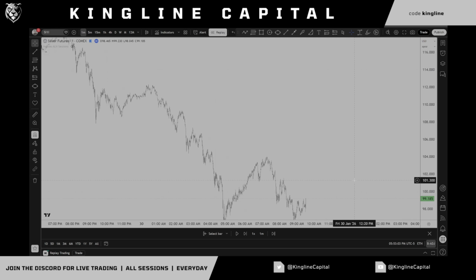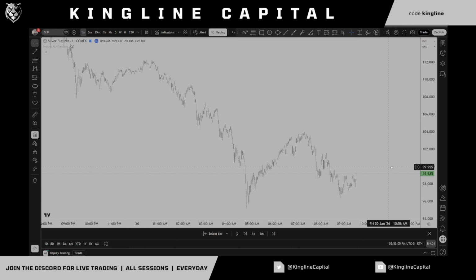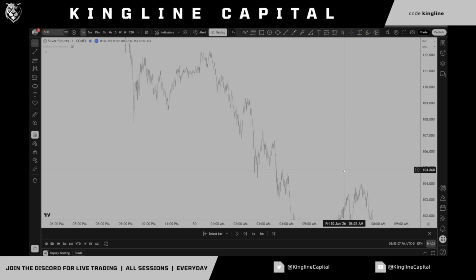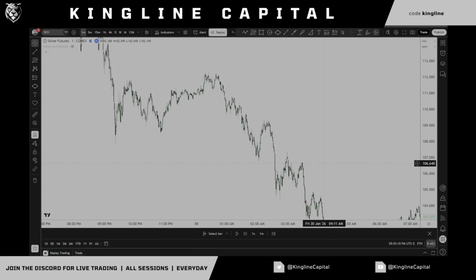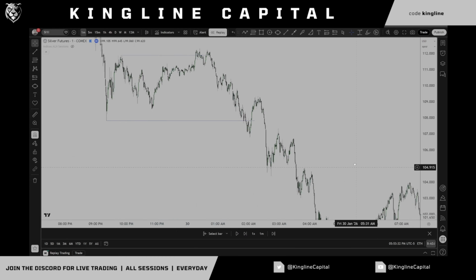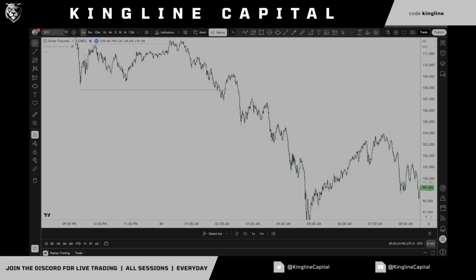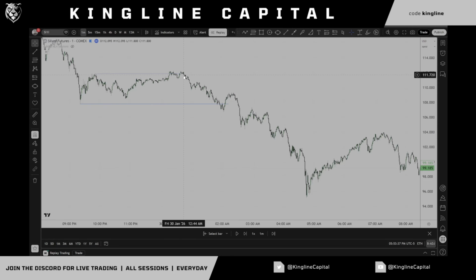Then I want to take a little closer look at this structure, and this is the level that I found important. So we have a swing high here, and the move swept it, followed by a move down that not only swept the swing low, we saw a retrace, but then we saw a continuation lower. So that's an important level for me.